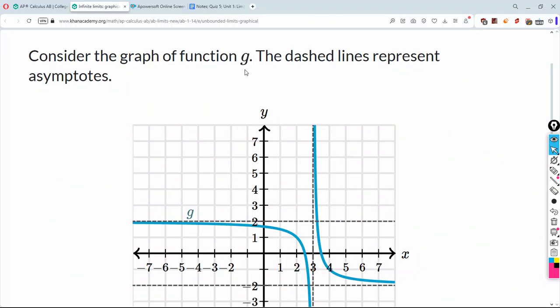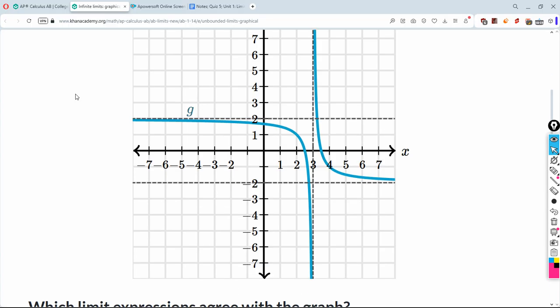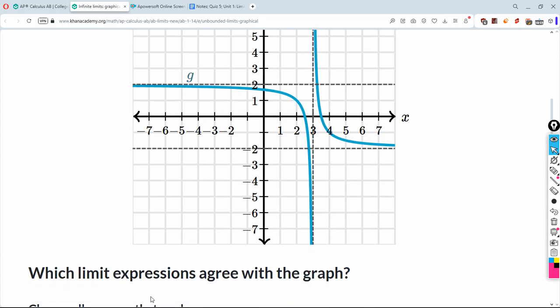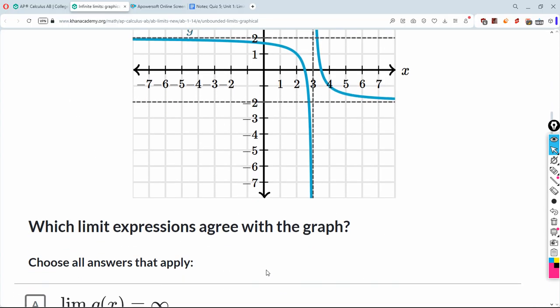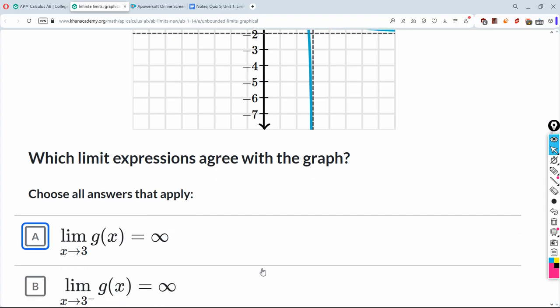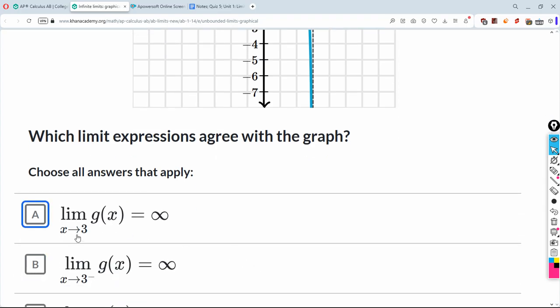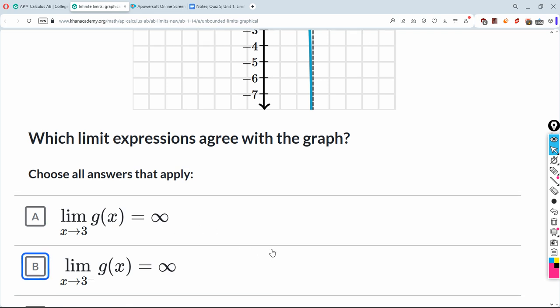All right, we're looking at the function g. The dashed lines represent the asymptotes. And they want to know which limit expressions agree with the graph. Choose all answers that apply. So here we have the limit as x approaches 3. There's no plus or minus sign after the 3. So this is a two-sided limit as x approaches 3. Let's see if it's positive infinity.